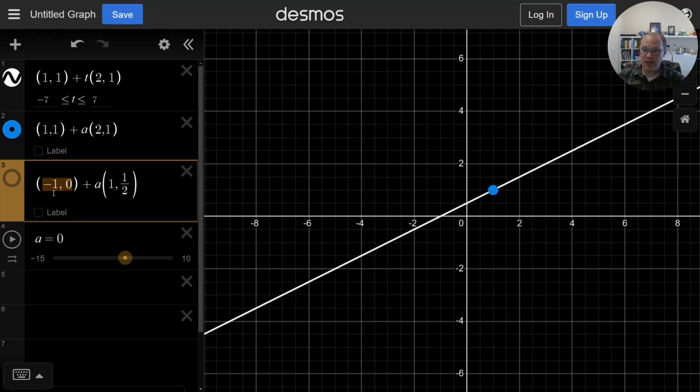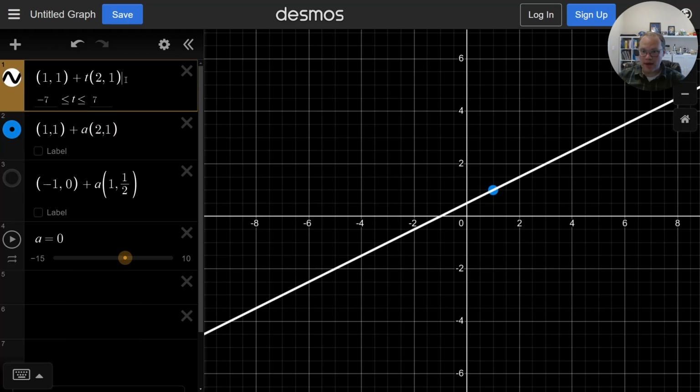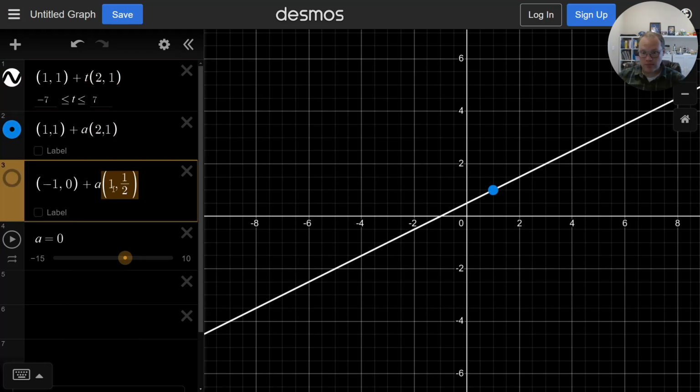I have a different initial point, and my direction vector here, notice it's half of the direction vector I'm using in the other equation. But it describes the same line. So here's the initial point on this line. You can see the initial point here is at (-1, 0). What do you think is going to happen when I press that play button? Let's find out. Let's compare that orange point to the blue point.